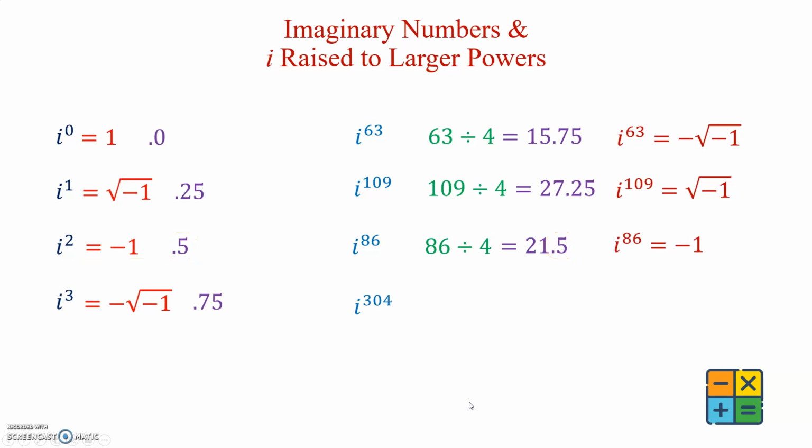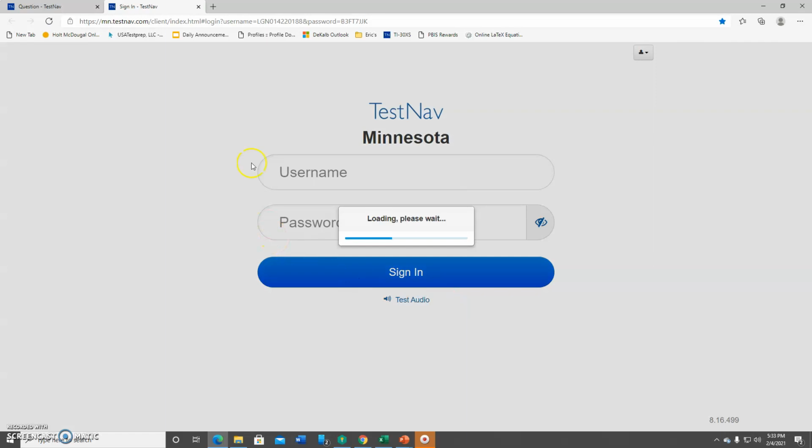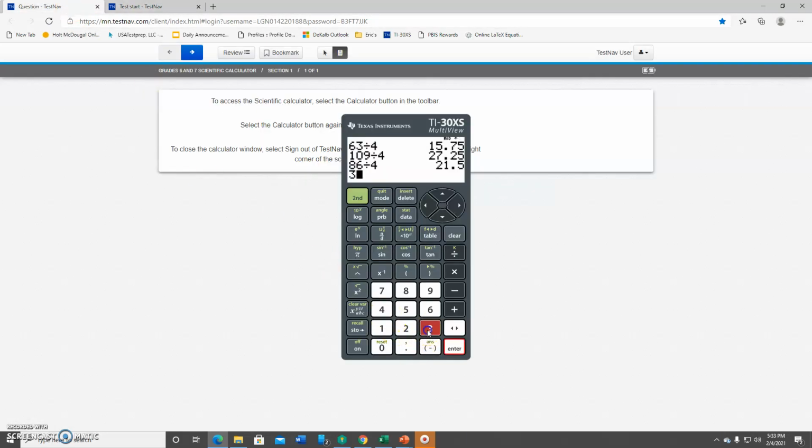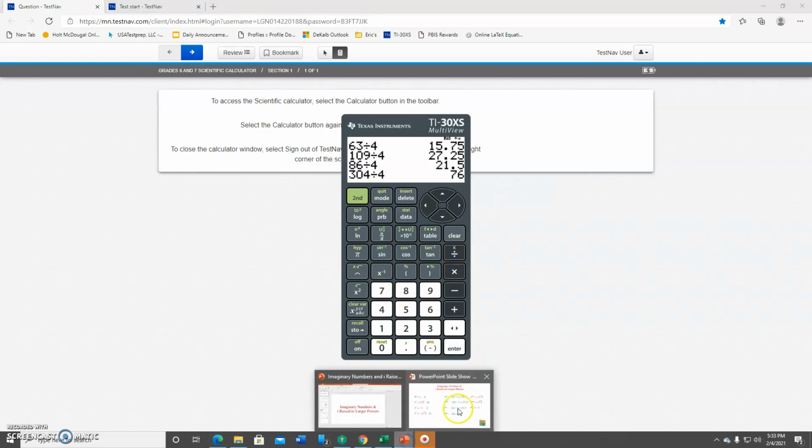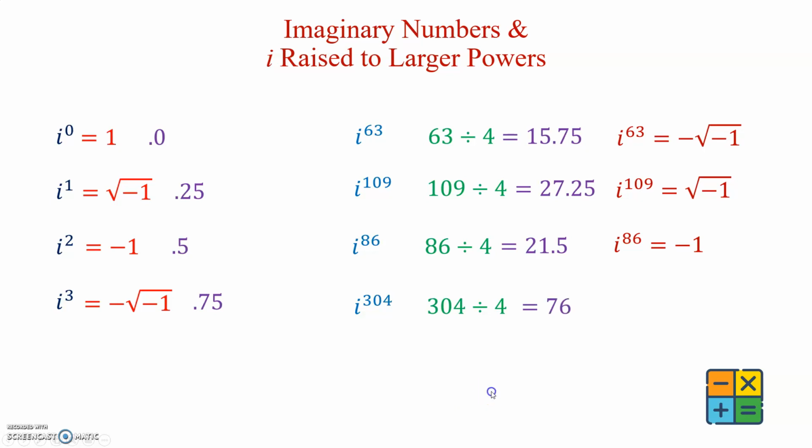Another example, I to the 304. The numbers won't make a difference. You're still just going to do the same thing. 304 divided by 4, the calculator says 76, which is the same as 76.0. So the 0.0 is the same as that one. So there's our answer of 1. All right, so hopefully these examples will help you understand better.